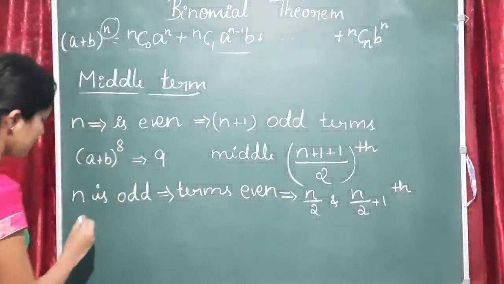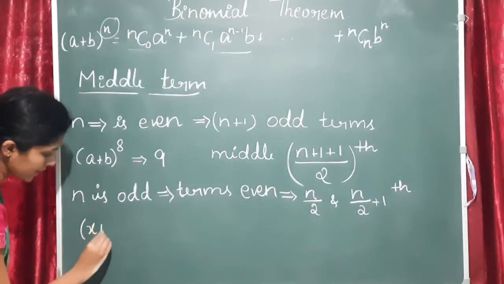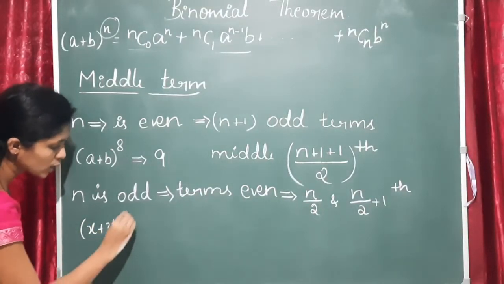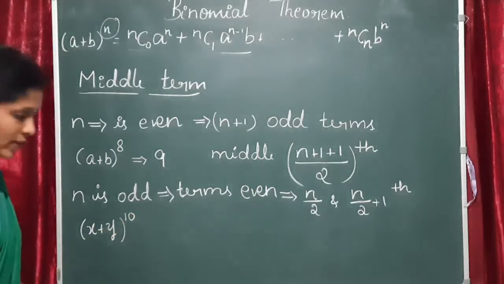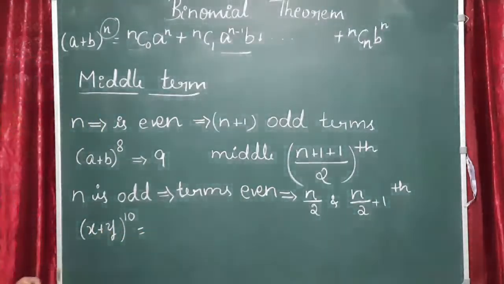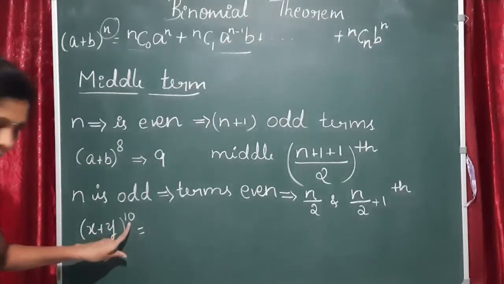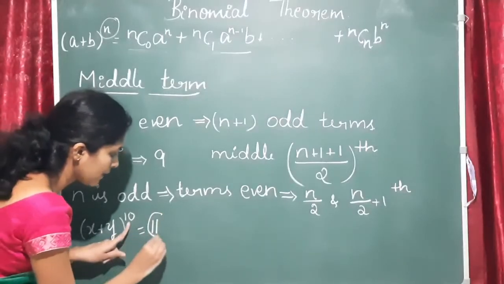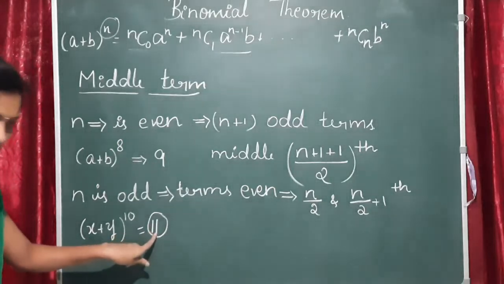Just let me take one example. See, for example, if I write (x plus y) whole to the power 10. Okay, this is one example. (x plus y) whole to the power 10. How many terms will be there? The index is 10. Obviously, the number of terms will be 11. Right? The number of terms is 11.